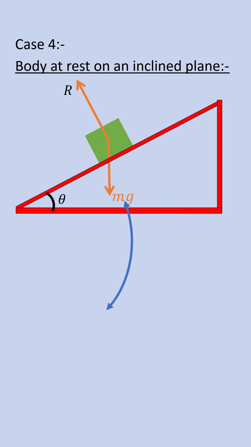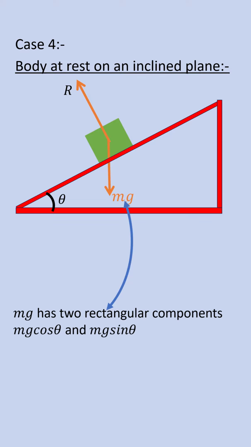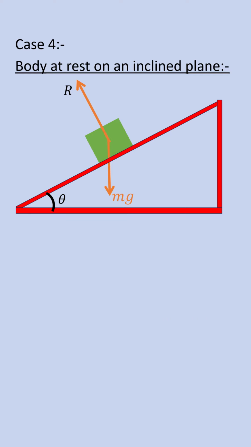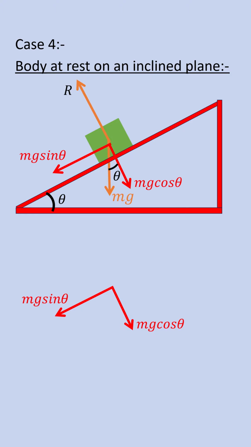This weight mg has two rectangular components, mg sin theta and mg cos theta. If this angle is theta, this angle is also theta. If we produce here up to here, this angle is 90 degrees. The sum of this angle and this angle is 180 degrees, and this angle is 90 degrees. By geometry, we get this angle as theta.